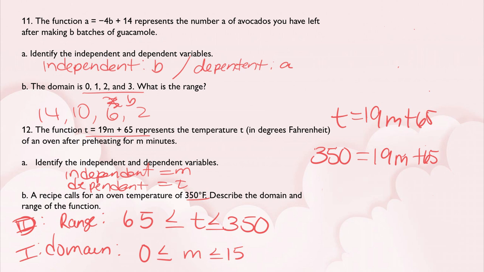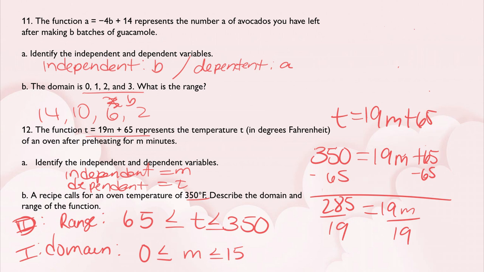So I'm going to have 350 equals 19m plus 65. What do I do here? Who am I getting rid of here? The 65, by subtracting on both sides, and I'm left with 19m. What's 350 minus 65? 285. And now what am I going to do? I'm going to divide by 19. And what do I get? Do I get 15? Yes.